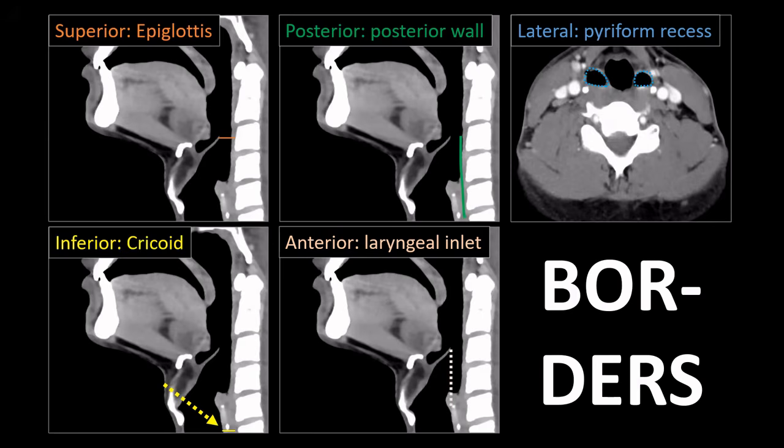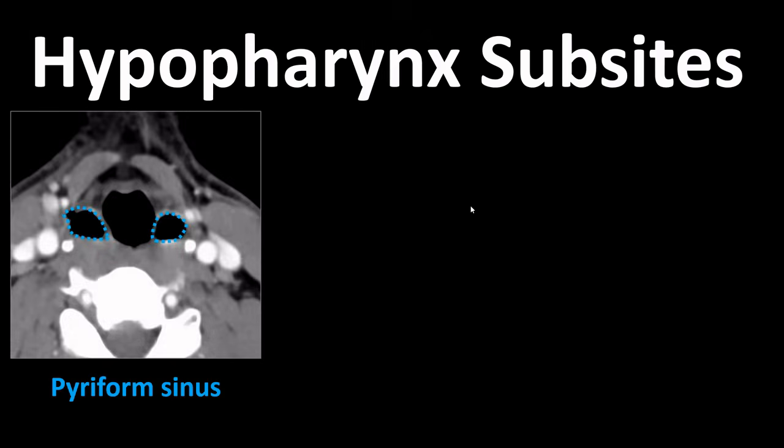And then the lateral borders are formed by the piriform recesses, which are located on both sides of the larynx. So we see the piriform sinuses, it says recess here, but the correct name is sinus. So we see them here located on both sides of the larynx. The hypopharynx has three subsites.